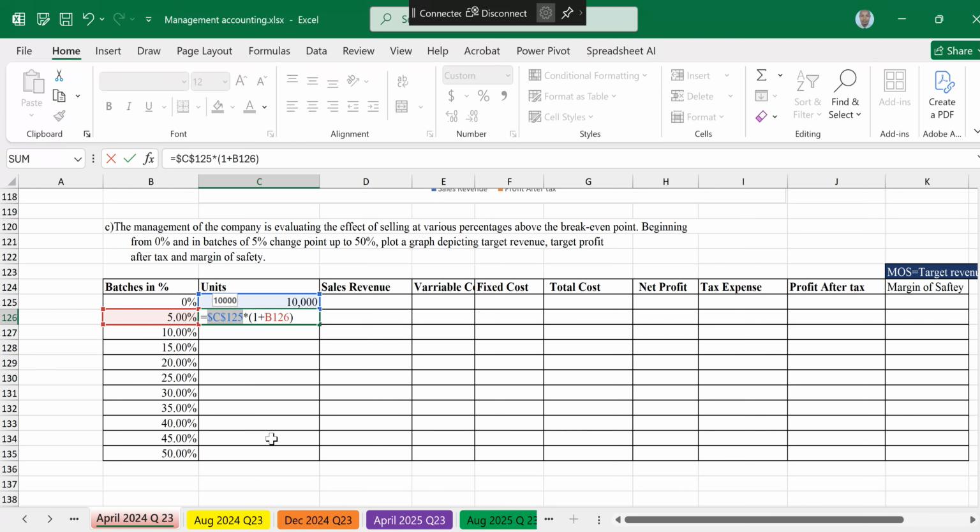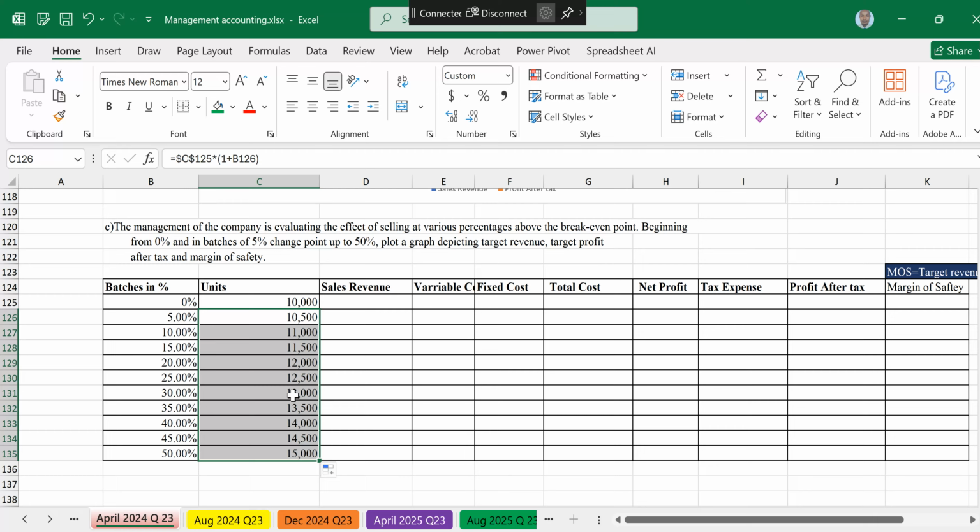The C125, now you can enter. Then now drag from 10,500 moving down. Now you see, a 5% above 10,000 is 10,500. A 50% above 10,000 is 15,000, I mean. So if you lock properly, you will see the results.